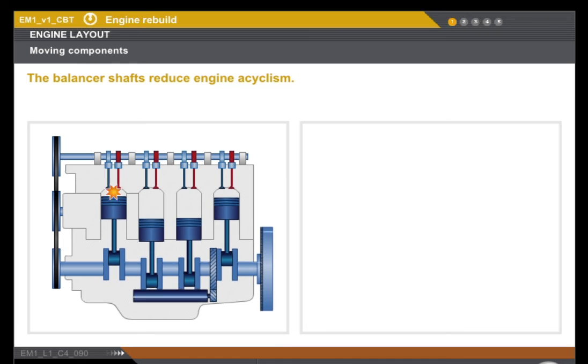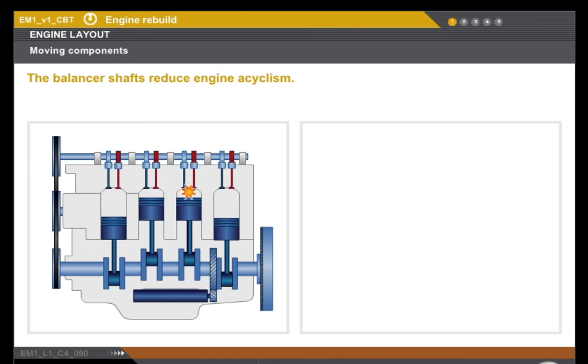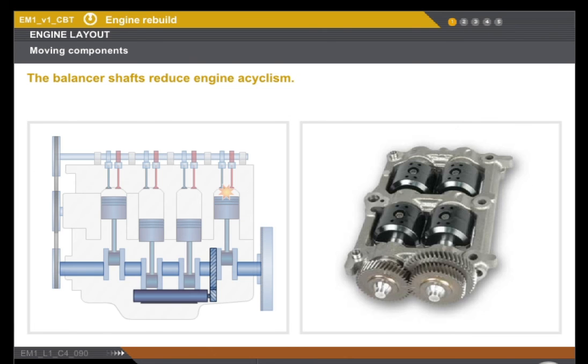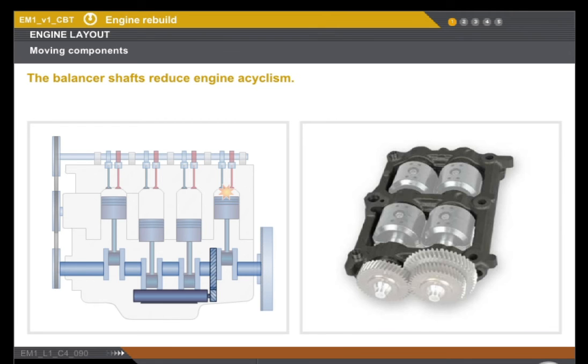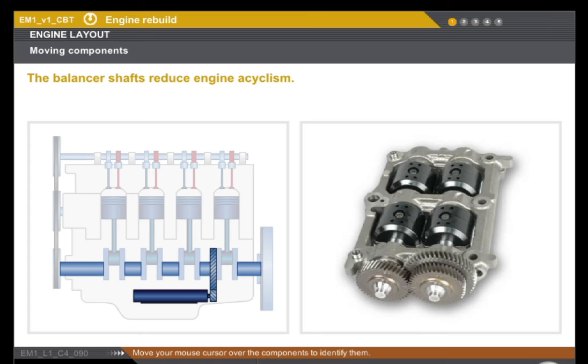The balancer shafts reduce engine acyclism generated by the forces caused by the combustion. The balancer shafts turn twice as fast as the crankshaft, as there are 2 returns to top dead center per crankshaft turn. The balancer shafts mainly comprise the following components: 2 balancing weights, a drive wheel, and a balancer housing. Move your mouse over the components to identify them.